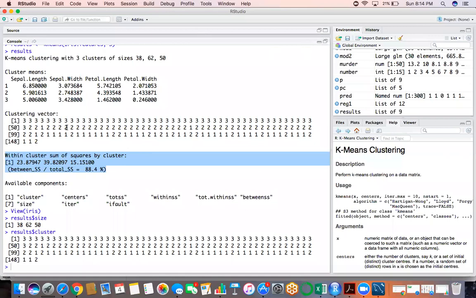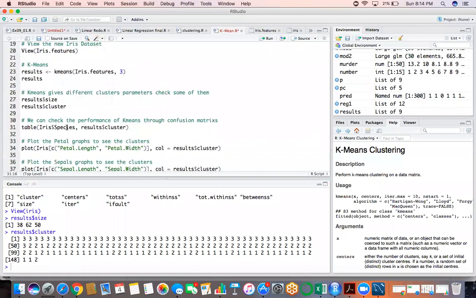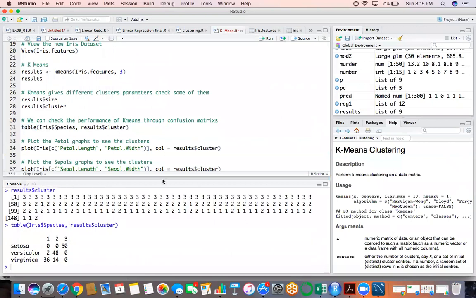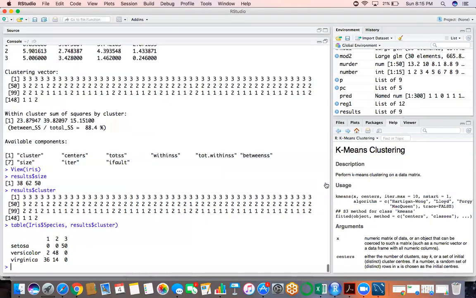Now what we'll do is check the original data set that we had. We'll pull out the species, check it against the clusters that we have formed, and then see what the mismatch is. We'll do it using a table function. The table function is very efficient in measuring performance. So let me run this. This is called a cross matrix. Okay, and how do we read it?